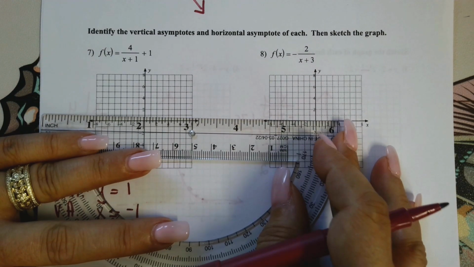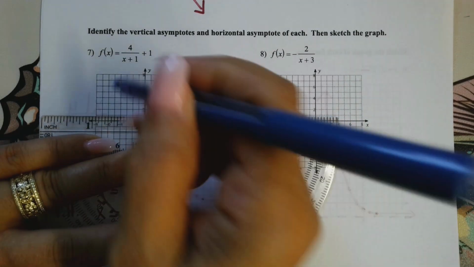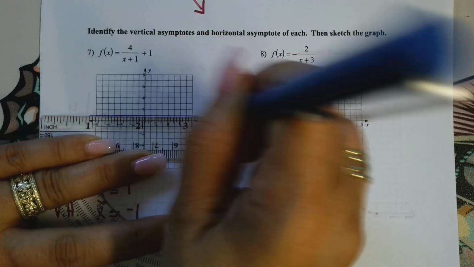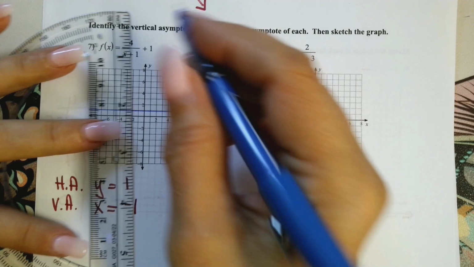All right, so y equals 1 is going to be right here. And remember, these are asymptotes, and x equals -1.